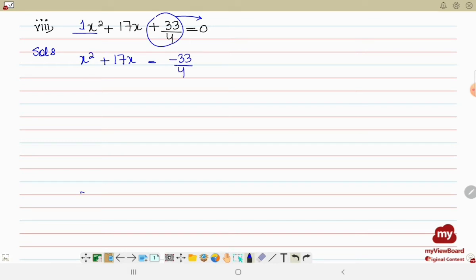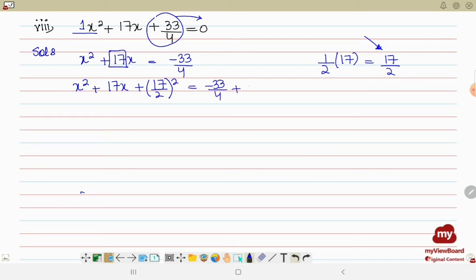The third step was to multiply the coefficient of x by 1 by 2. Here the coefficient of x is 17, so we'll multiply it by 1 by 2 and we'll add up the square of it on both sides. So our equation will become x square plus 17x plus 17 by 2 whole square. Also on the right hand side, 33 by 4 plus 17 by 2 whole square. If you see on the left hand side, the three terms of our square are complete. We can easily write it in the form of an algebraic identity.